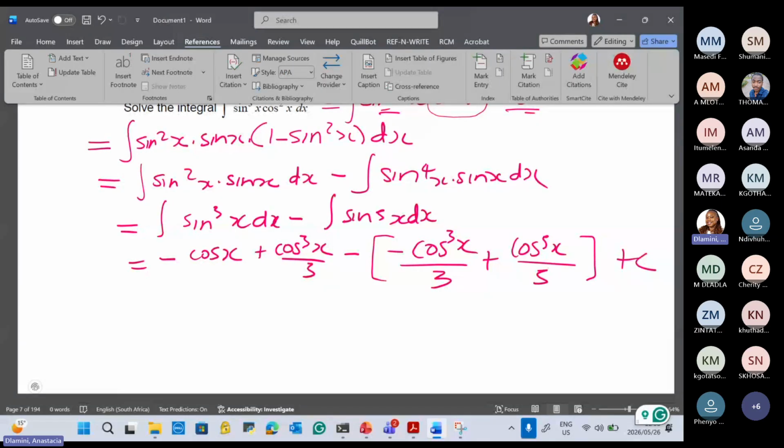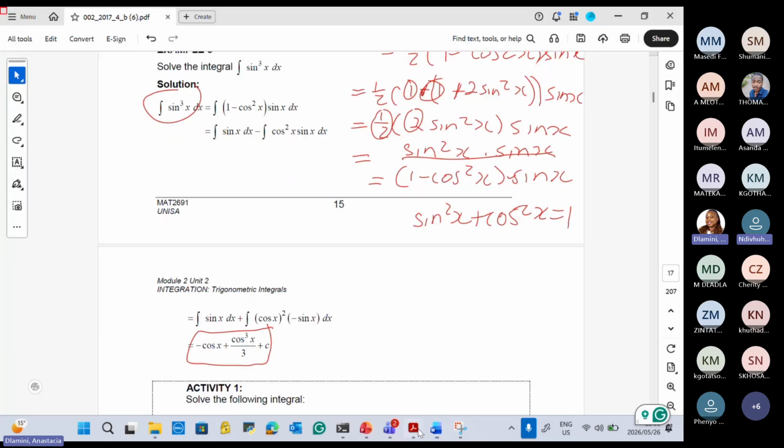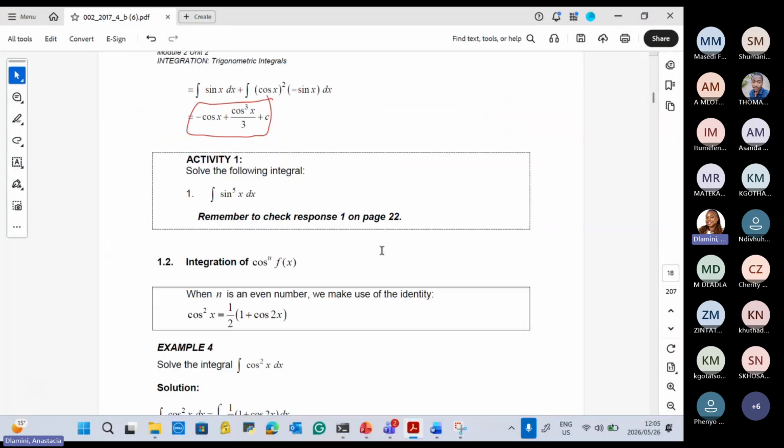So you're saying that we are looking for the integral of sine to the power of 5. Is it negative cos to the power of 3x over 3 plus cos to the power of 5x over 5? Is that what you're saying? Guys, it's here in the post test. Look at it. Sine to the power of 5.